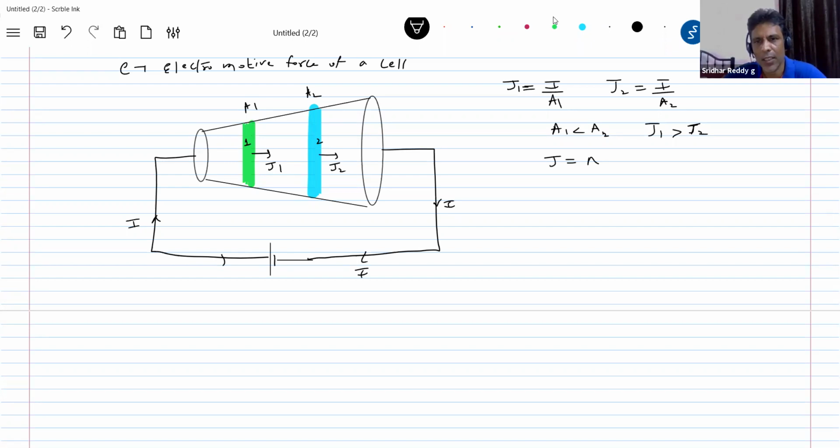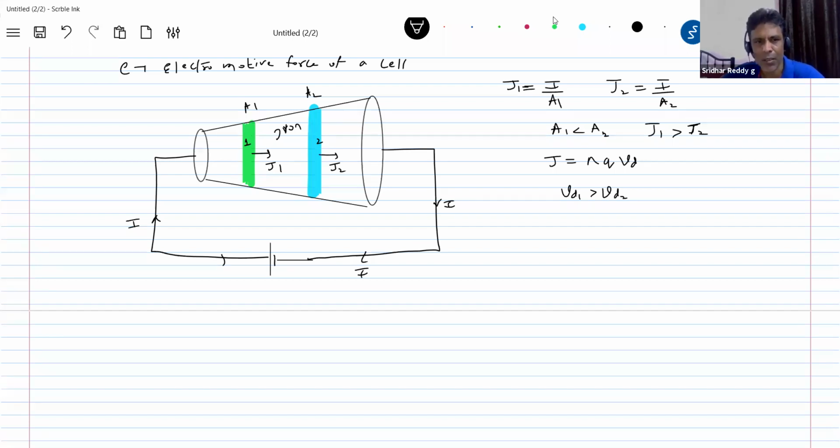What is the formula? J equals eta q vd, no? Eta is the concentration of free electrons, the same everywhere, as the material is having the same eta. q is the charge of the electron. Current density at 1 is greater than at 2. So the speed of the electrons at 1 will be greater than that at 2. Just do the comparison.